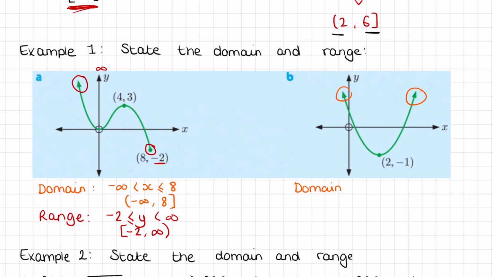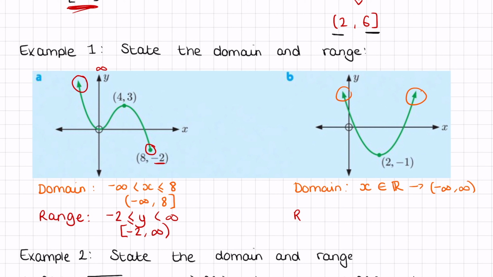Different ways you can write this. The easiest way is that we can just say x is an element of R. So x is any real number, and it can be in this situation. Or you could, if you wanted to, write it as from negative infinity to infinity. They mean the same thing.